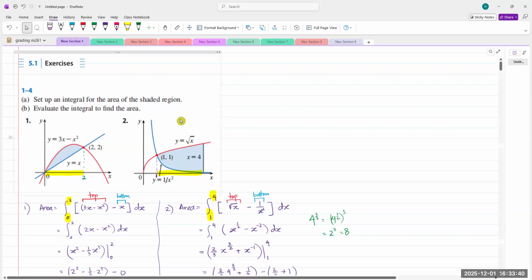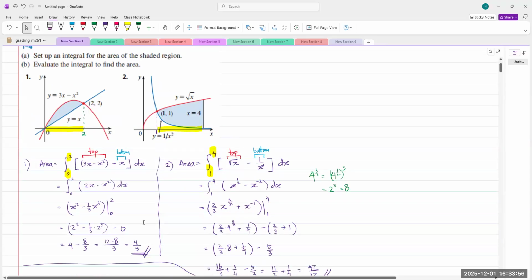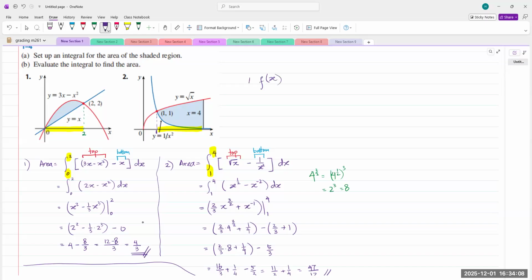Okay, but one of the things here is that you see the function is already given as y equals something, right? This is solved for y already. y equals square root of x, y equals 1 over x squared. Then we integrate with respect to x because the function is given solved for y already. In other words, y is a function of x, y is a function of x. So we integrate with respect to x.